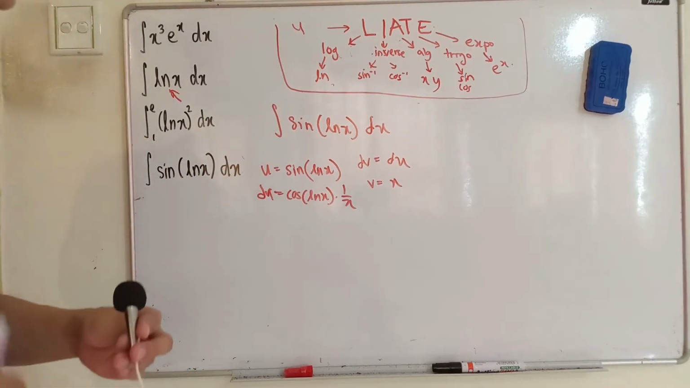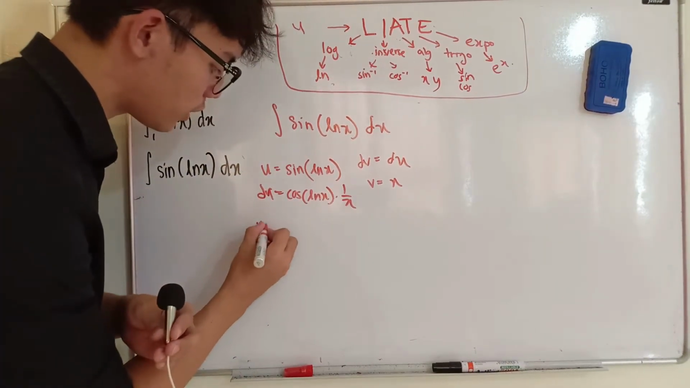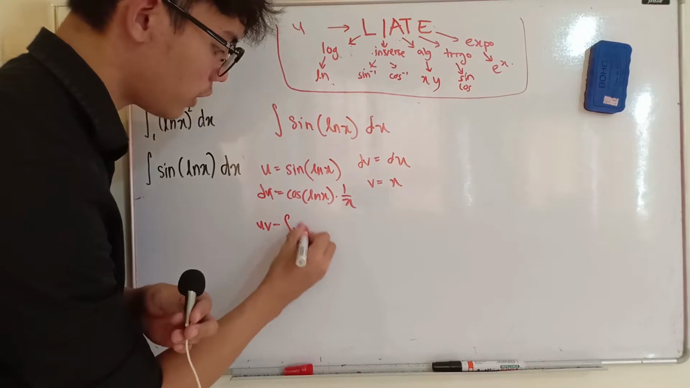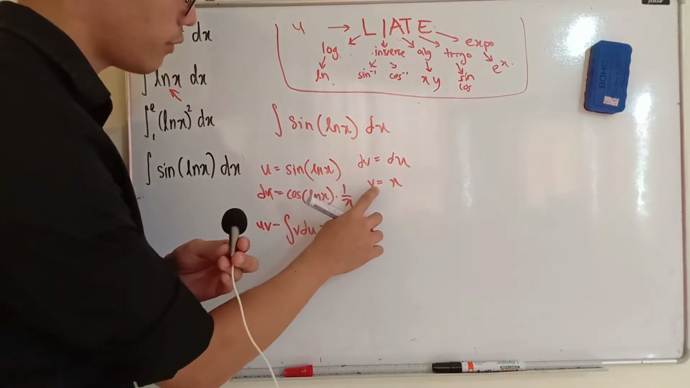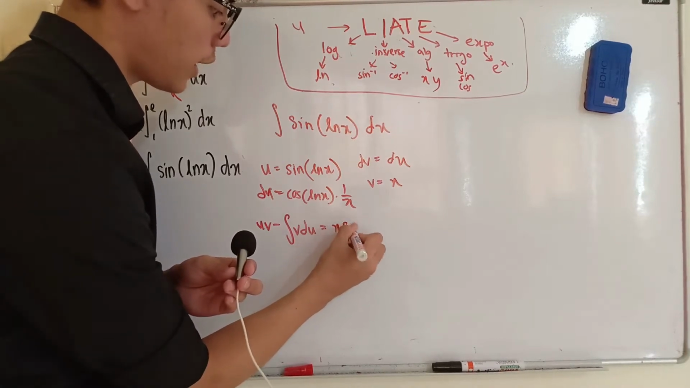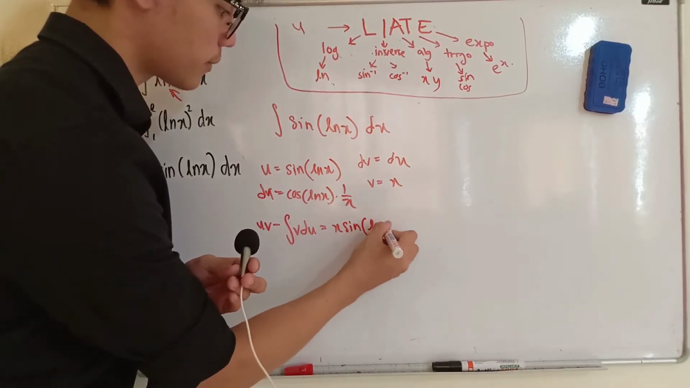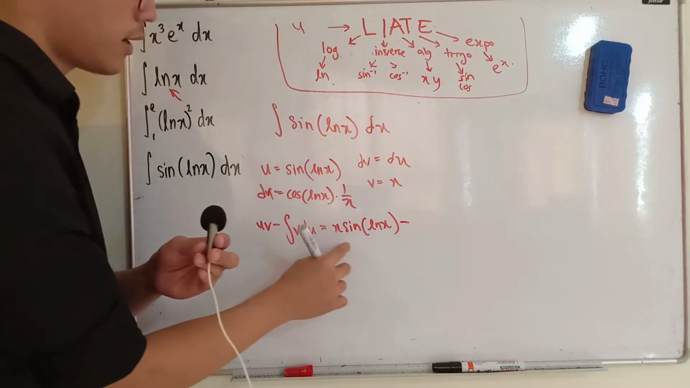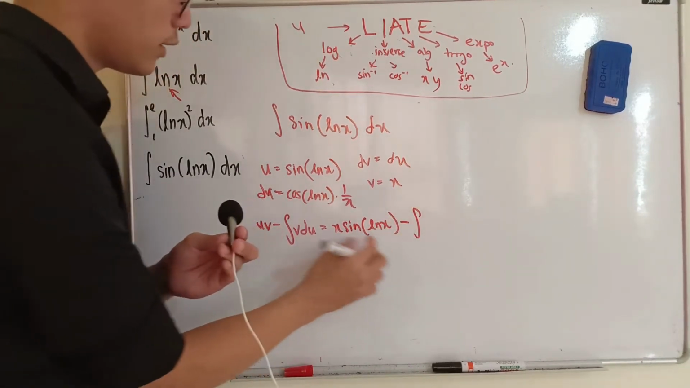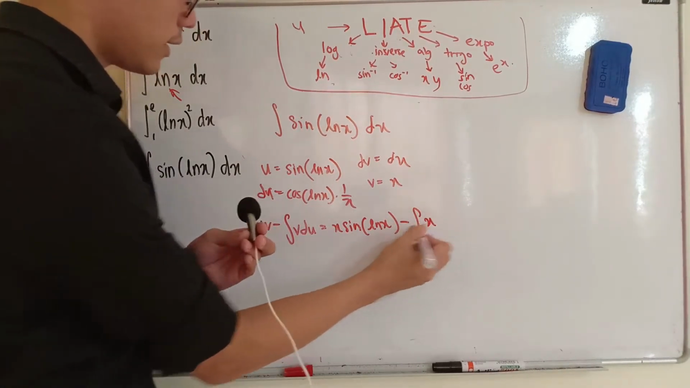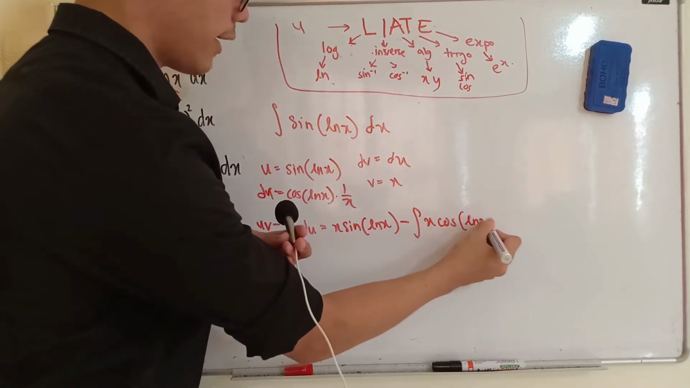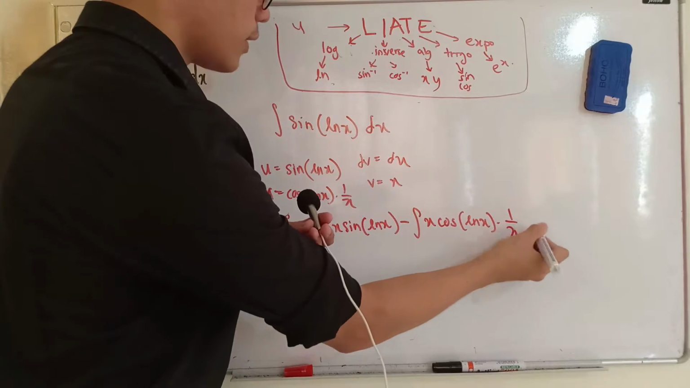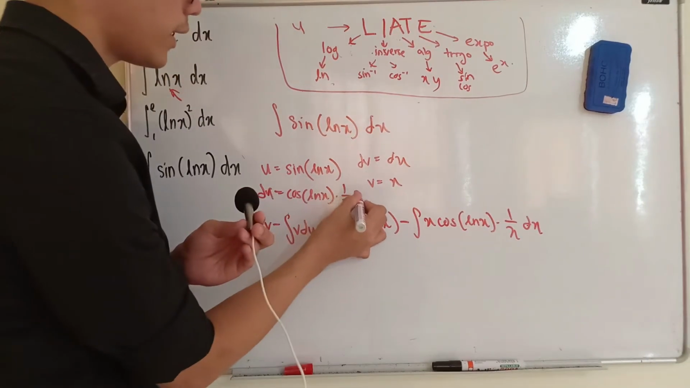Okay, so what you need to do after that is use the formula: the integral of u dv equals u times v, minus the integral of v du. Here, u is sine ln s, v is s, and du is cos ln s times 1 over s ds. I forgot my ds over here.